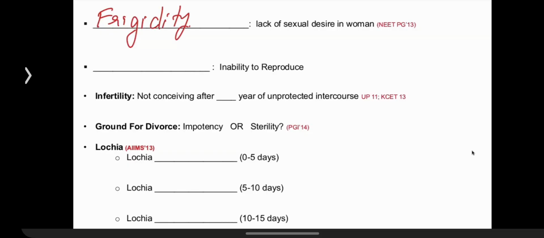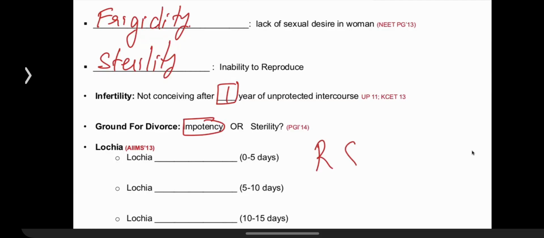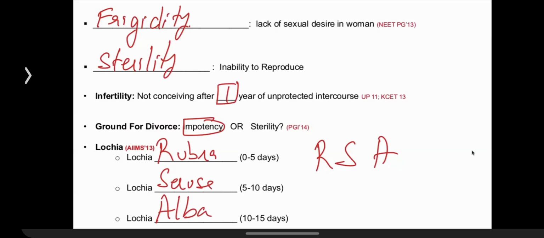Inability to reproduce is sterility. Sterility and infertility are similar. When we especially say not conceiving after 1 year of sex, then specifically we use the word 1 year, then we call it infertility. Which one is the ground for divorce? Impotency. Lochia, RSA: R for rubra, S for serosa, A for alba.